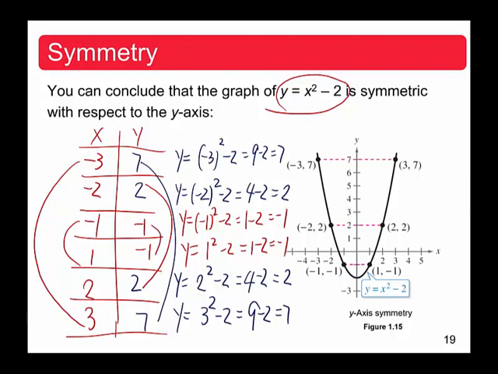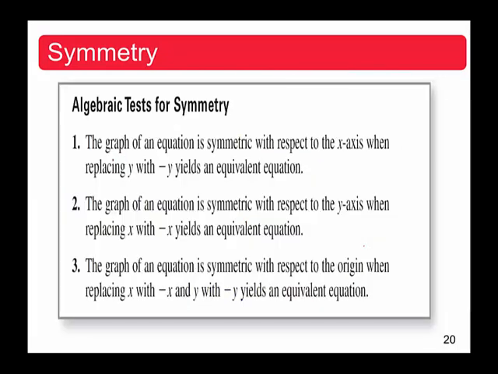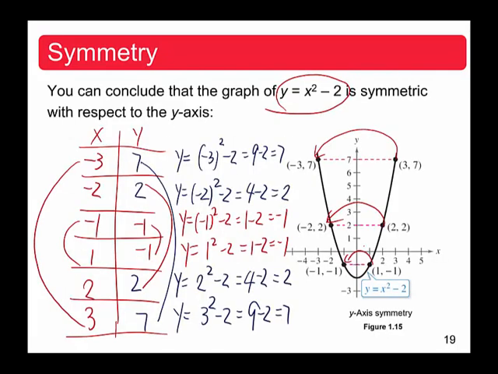Now we can easily verify that through the graph. So you see this symmetry point, the corresponding symmetry point with the same y values, but opposite x values. And that's what we call a y-axis symmetry, if you look at it from a graphical perspective.